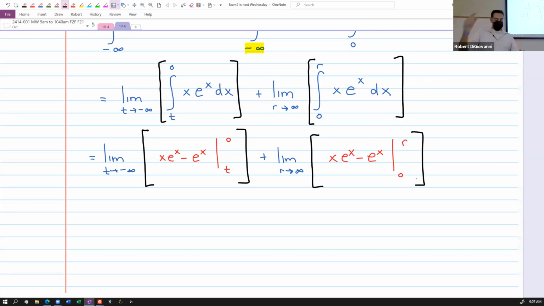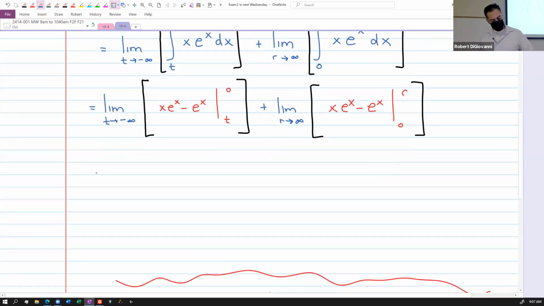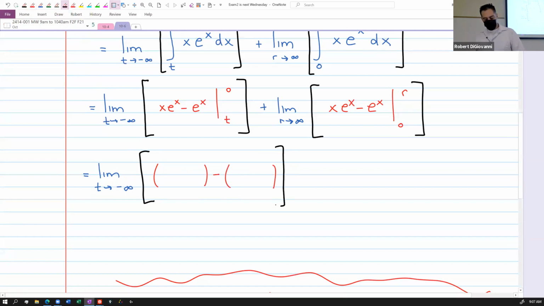And now we have to plug in, right? Plug in 0, plug in t, and then plug in r, plug in 0. So let's see what happens. I'm going to have two things here subtracted in this bracket. When we plug 0 in for x, it'll kill off this first term, right? 0 times anything is 0. And then we have minus e to the 0, which is 1. So this will give me -1. And then when I plug in t, all that does is replace all the x's with t's.